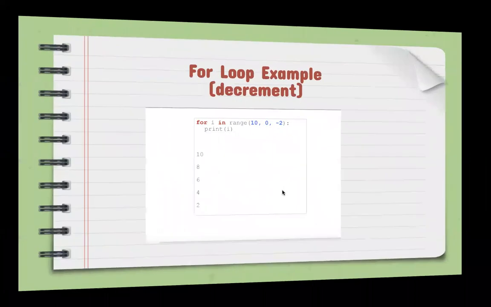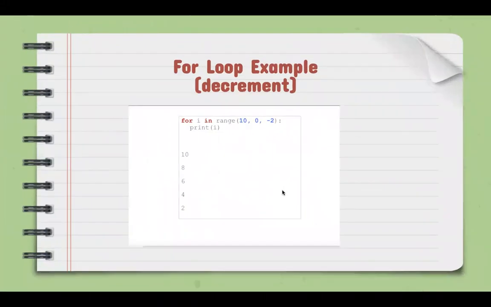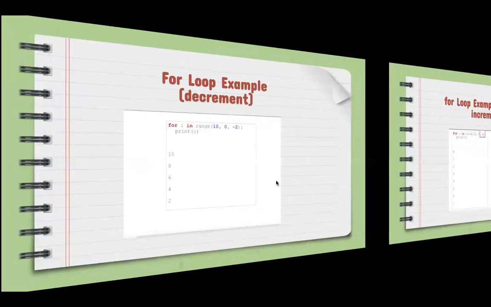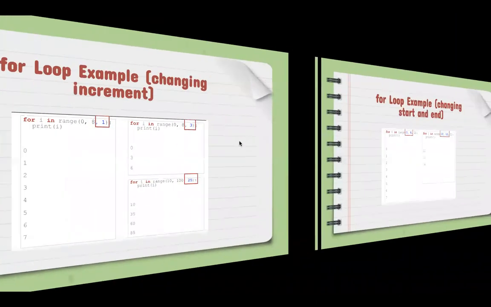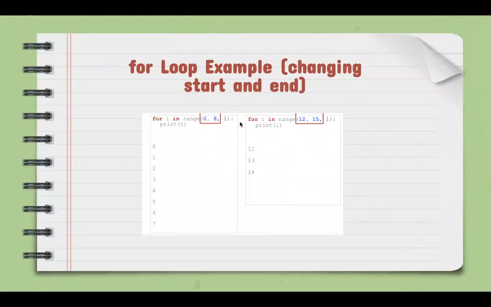So here's a for loop example for decrement. As you can see, in this case, it's -2. So the numbers would be 10 down to 0, or not 0, 1, because 0 is not included, but it would be decremented by 2, so the last value would be 2. And in here, it's a changing increment where you can tweak it to make it 1, 3, and 25. And here's a for loop example with changing start and end, where we change the first value and the last value, or the range.